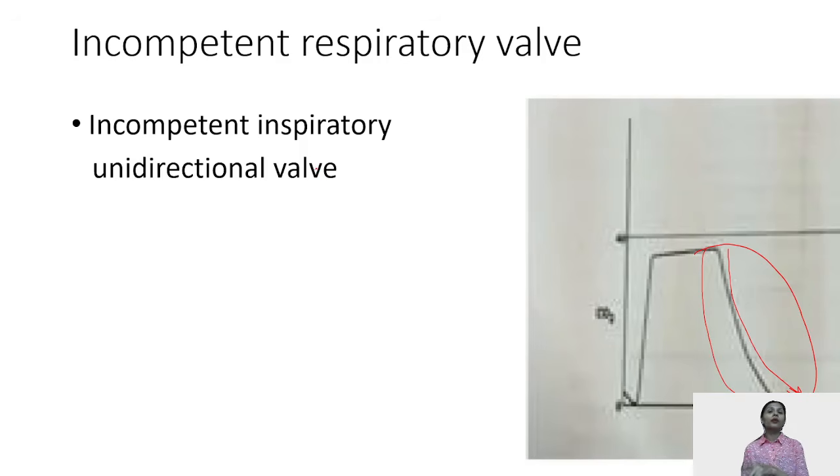We had studied about the expiratory valve which was incompetent, because of which we had that phase 3 with an upstroke and a delay of emptying. The same happens with the inspiratory phase when we have an inspiratory unidirectional valve which is incompetent in nature.